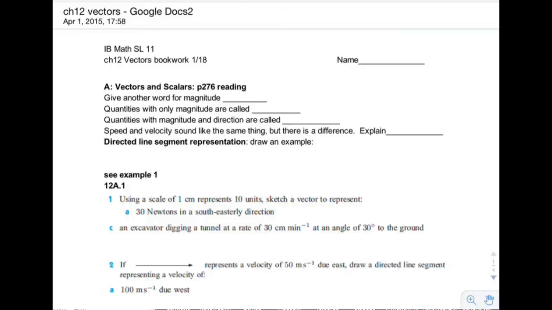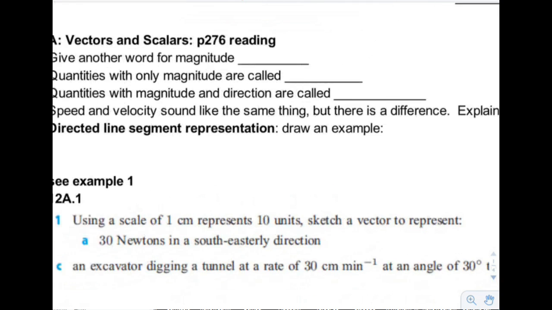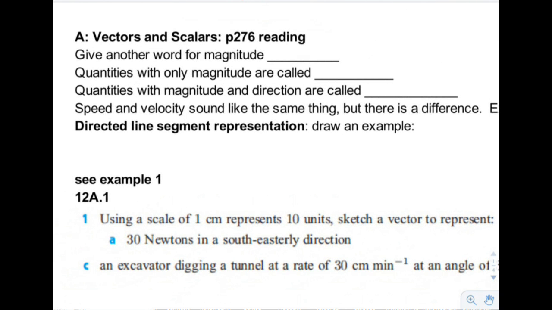Okay, vectors, page 1. Part A, vectors and scalars. Give another word for magnitude. Well, maybe you know this from physics or some other area, but basically magnitude means size.